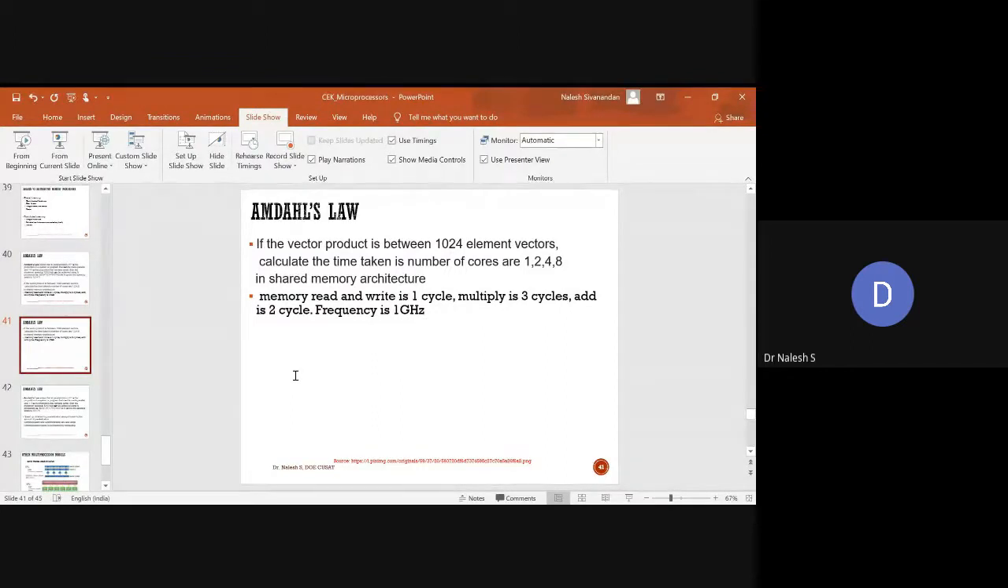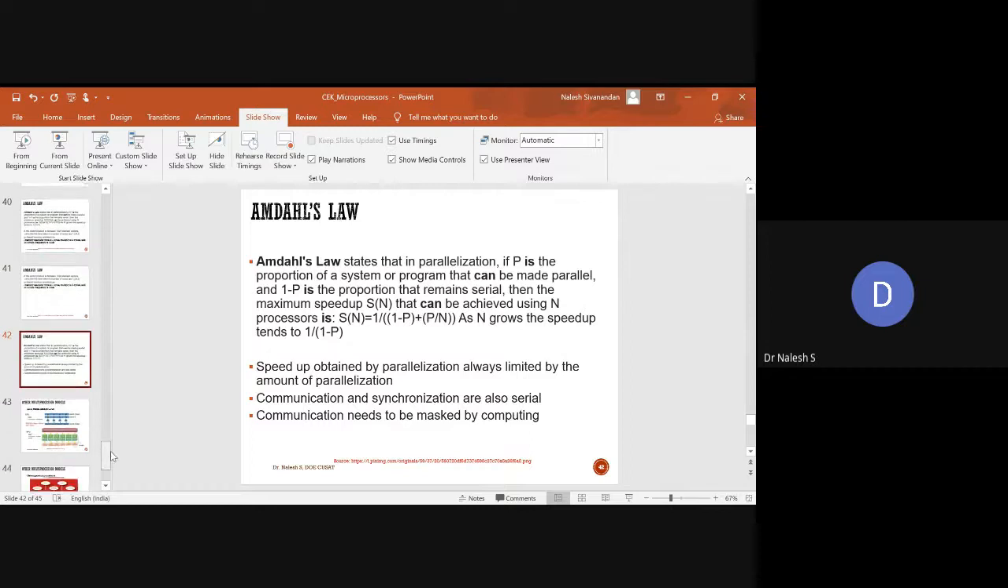The vector product, for example, we were looking at 4 elements. Suppose there were 1024 elements and you have more cores. You can understand that even if you increase the cores, your execution time doesn't become half, one third, etc. If you double the cores, you are not going to reduce your execution time by half, because the addition operation is always going to be a bottleneck. You have to wait for all the elements to be completed before doing the addition. So that is what Amdahl's law is.